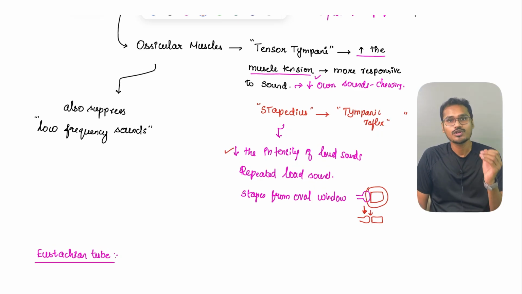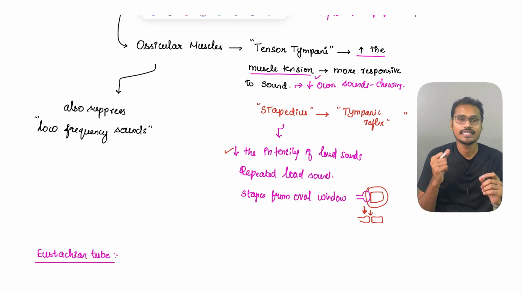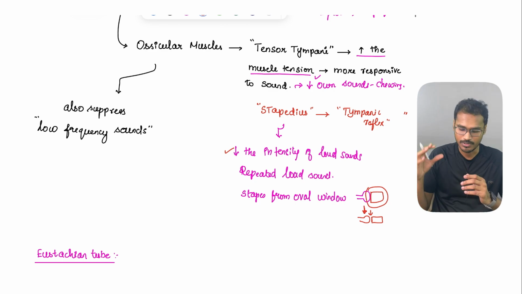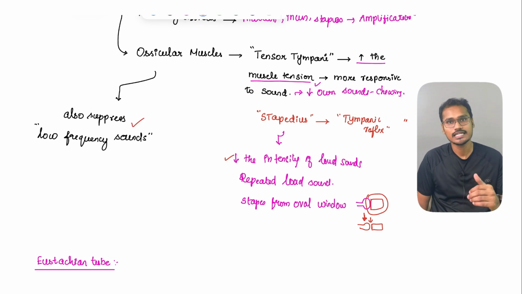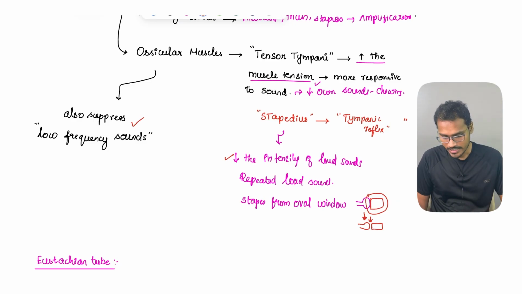So now not much sound is transmitted into the oval window, so we will not perceive it as a very, very loud sound. But if a sound is very sudden, then this muscle cannot act immediately, so that is going to damage the ear. But if the sound is increasing in a constant tone, then this will come into action. The ossicular muscles also suppress low frequency sounds. That is another function.